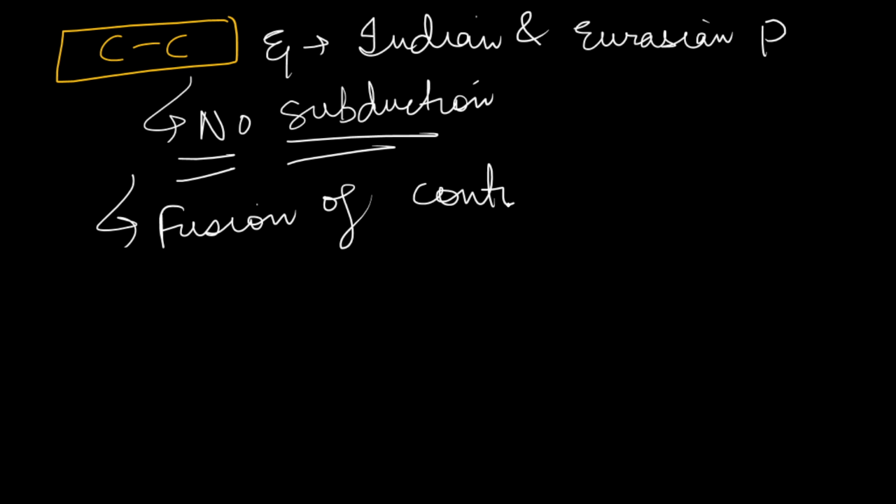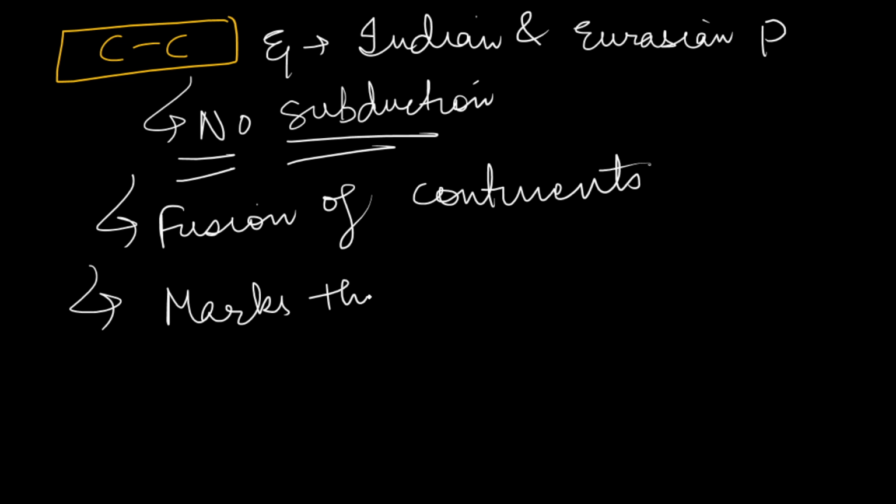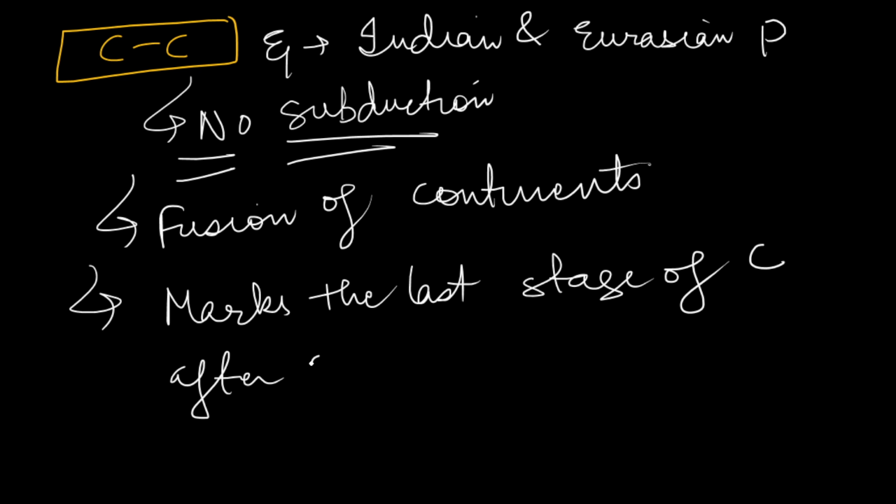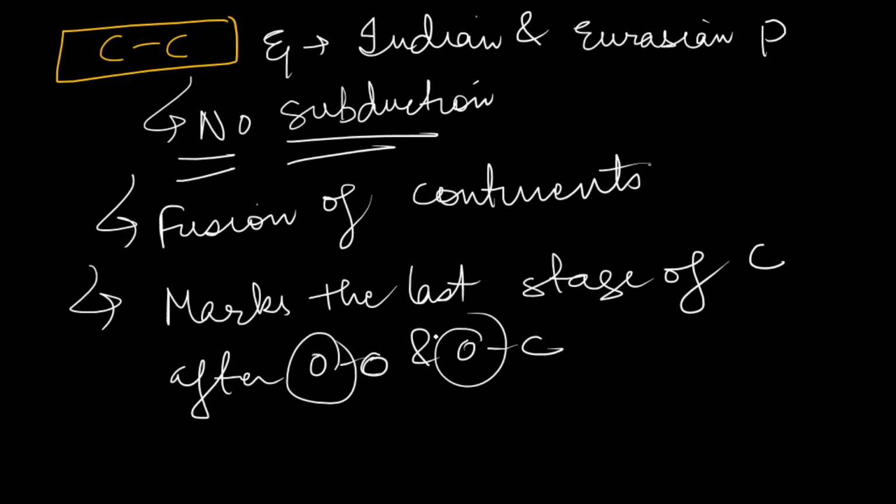In continent-continent convergence, there is fusion of continents, and it marks the last stage of convergence, after ocean-ocean and ocean-continent. Obviously, in ocean-ocean, one landform will be formed at the end, either island arc or something. In ocean-continent, obviously, both the landforms will be formed. And in third part, you will see that there is last stage, continent-continent convergence. So this will be the third stage.